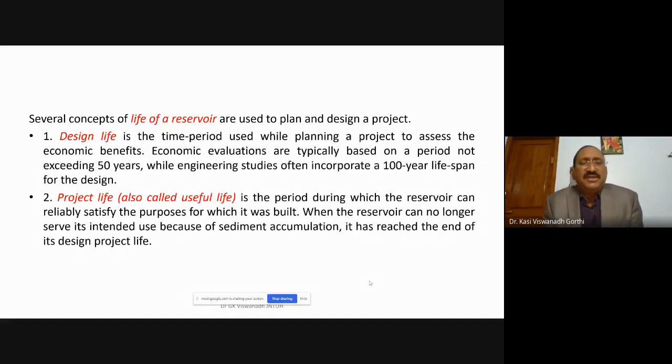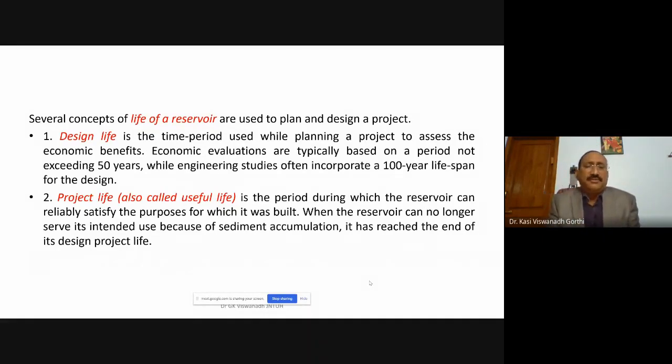So what is this design life? It is the time period used while planning a project to assess the economic benefits. Economic evaluations are typically based on a period not exceeding 50 years. Whatever you are investing in this dam reservoir project, we expect that the entire investment should come back, maybe in a given span of 50 years, while engineering studies often incorporate a 100-year lifespan for the design. This is the design life. Whatever amount you are investing, based on the present day net worth, all the amount has to come back.